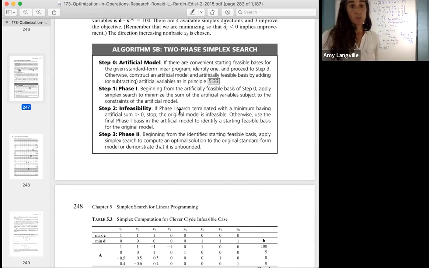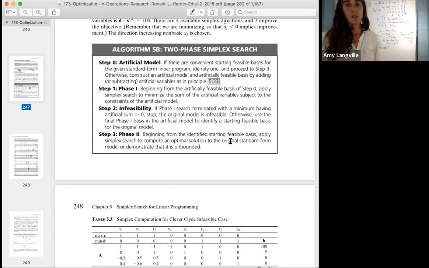If phase 1 terminates with an objective function bigger than 0, stop. That means your original problem is infeasible. Again, in practice, that almost always means there's something wrong with our modeling. If you're doing some theory, then possibly that might make sense. But what you're hoping is that it equals 0, and then you use the final phase 1 basis in the artificial model to identify a starting feasible basis for the original model. And then you go ahead and run phase 2.